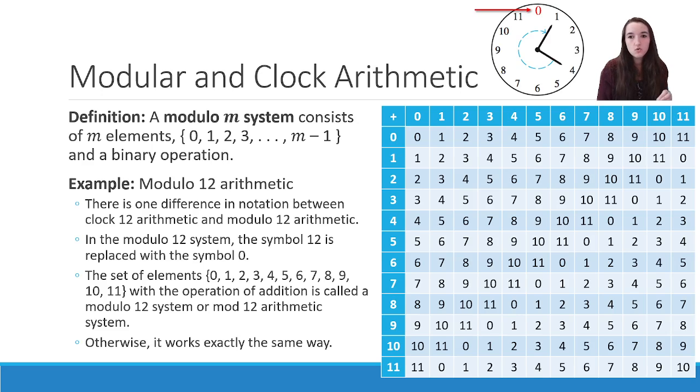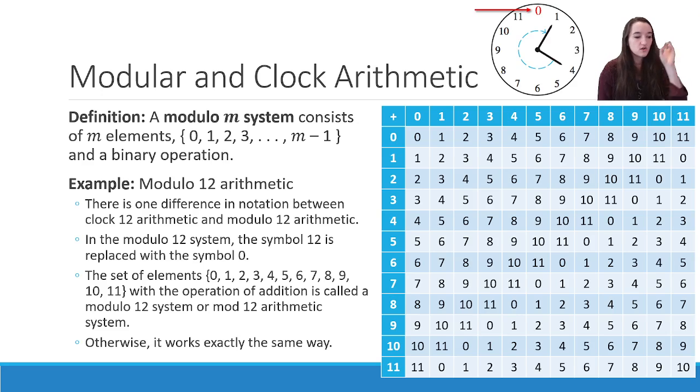So a modulo, which is where modular comes from, a modulo M system consists of M elements, the numbers 0 through M minus 1, and a binary operation. Generally addition, but we can see it with other operations as well. So modulo 12 arithmetic. If you think back to the clock 12 arithmetic table that we looked at in the previous chapter, you'll see some similarities here and some very obvious differences.